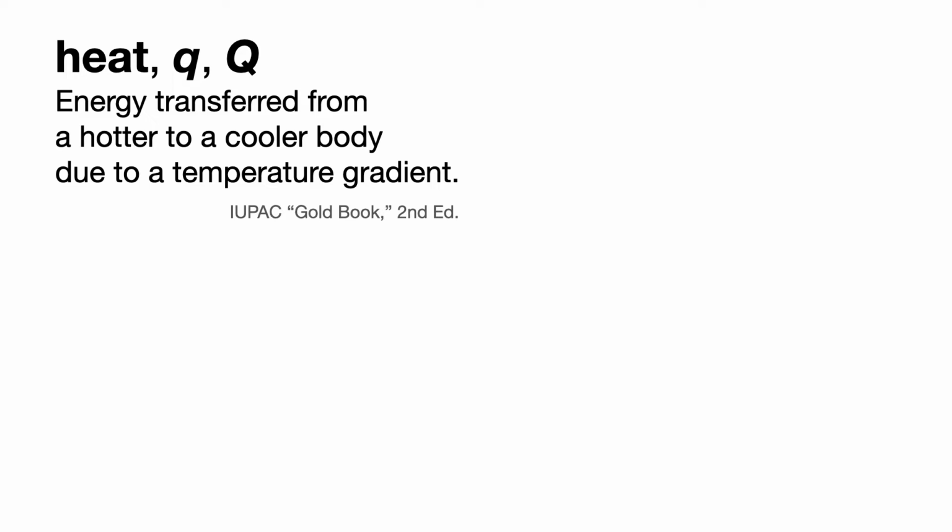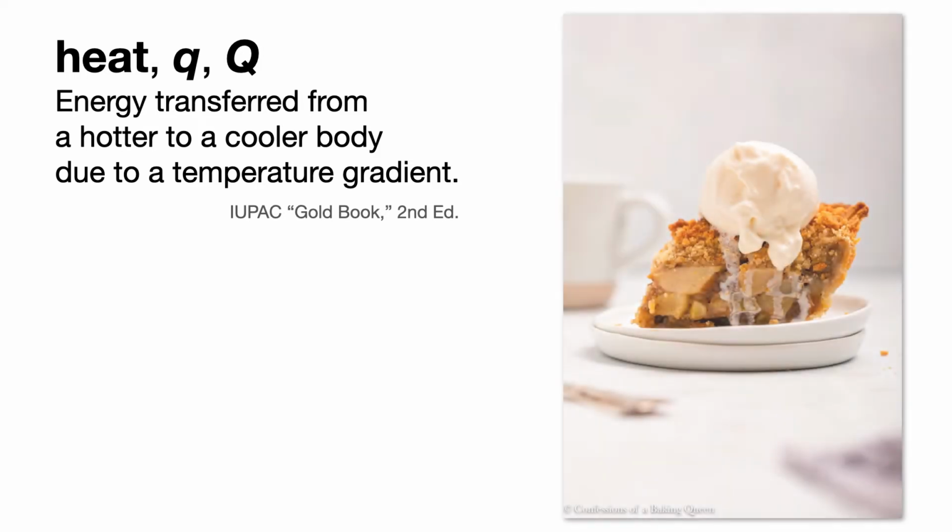If you're wondering where the letter Q comes from, it comes from an early scientific publication where Q was used because it represented the quantity of heat involved in a process. And so an example of heat, if you put a piece of cold ice cream onto a hot piece of apple pie, heat will flow from the hot apple pie into the cold ice cream. And that represents a transfer of energy from a high temperature to a low temperature.